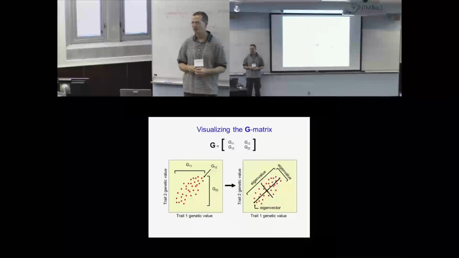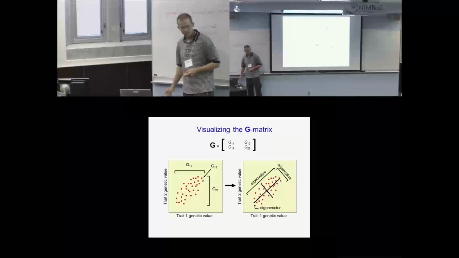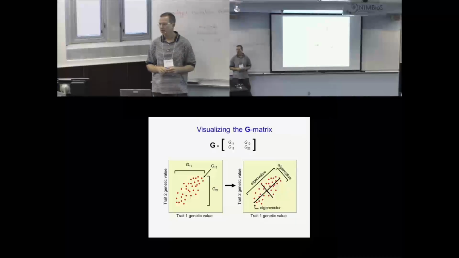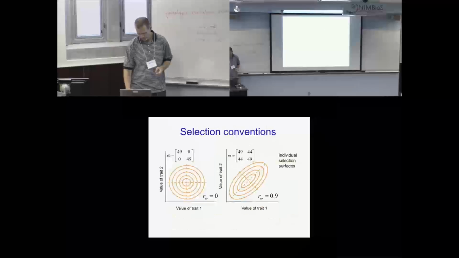So I was just wondering how omega relates to beta, because I was thinking on your previous slide, when you have the non-zero off-diagonal elements on omega, that would mean that beta is pointing towards either increasing or decreasing both traits simultaneously. Am I right, or am I completely confused?